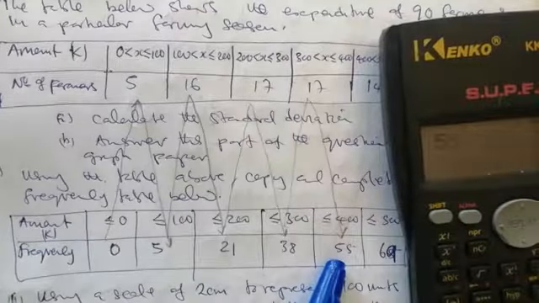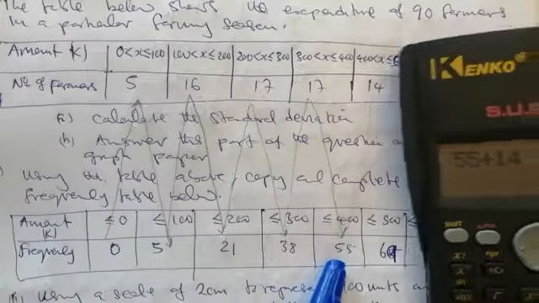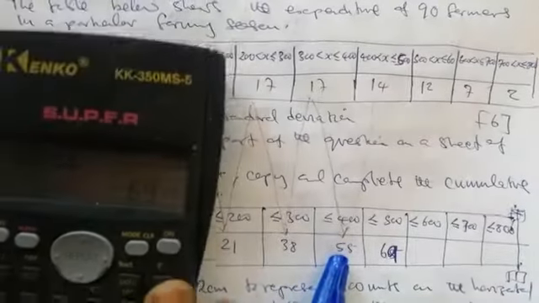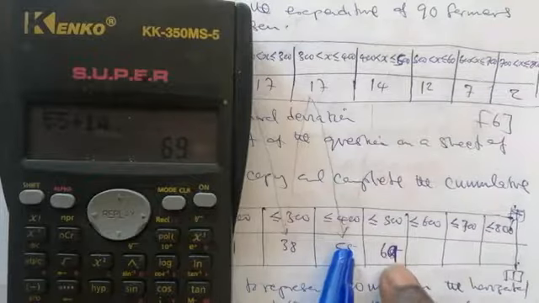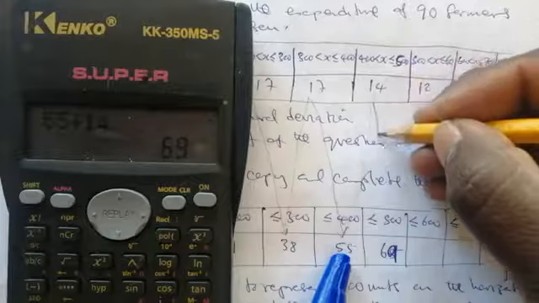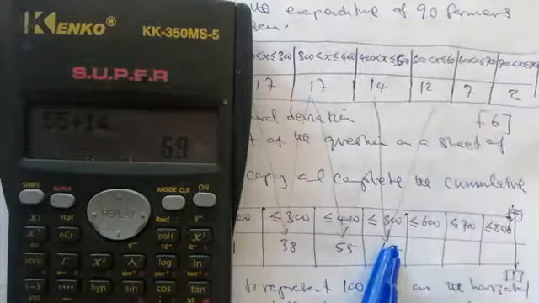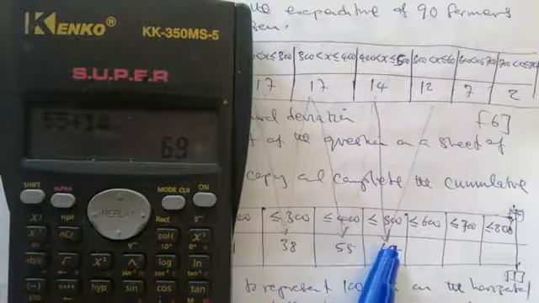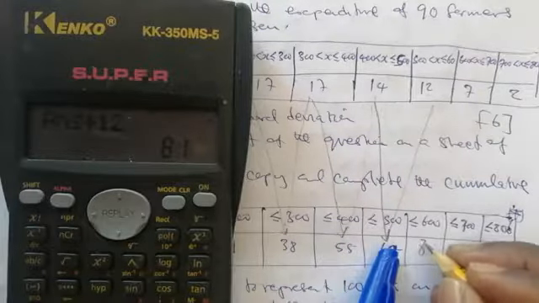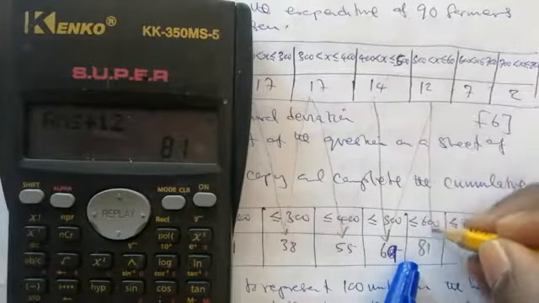So 55 plus 14 gives me 69. This is the 69 which is here. So now 69; I added 55 plus 14. My zigzag line will lead me here. Then I'll stand here and add 12. So I've got 81. I'll put my 81 here. Then this is my answer.